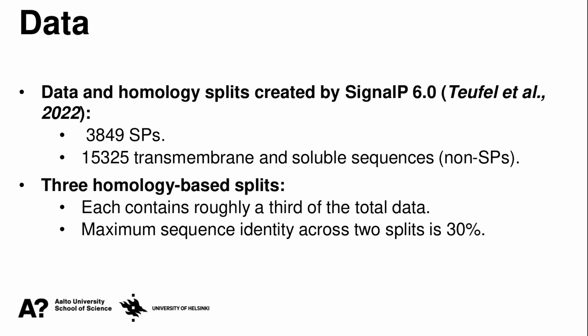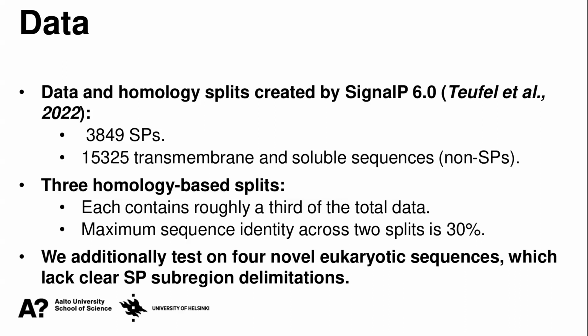The data is organized into 3 homology splits, each containing about a third of the data and having a maximum intersequence identity of 30%. Therefore, we train and test on highly diverse sequences. We also additionally test on 4 novel eukaryotic sequences which have unusual properties as they lack clear signal peptide subregion delimitations.